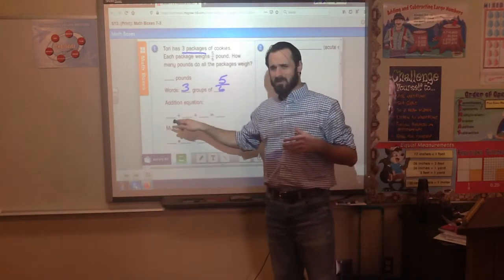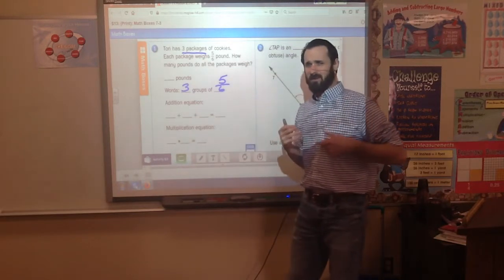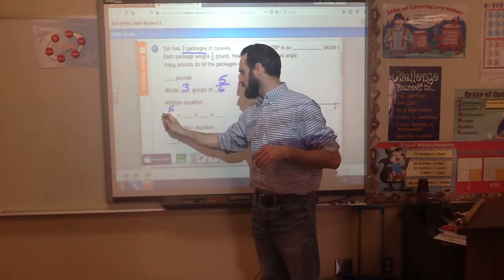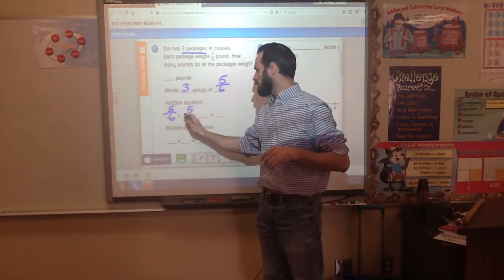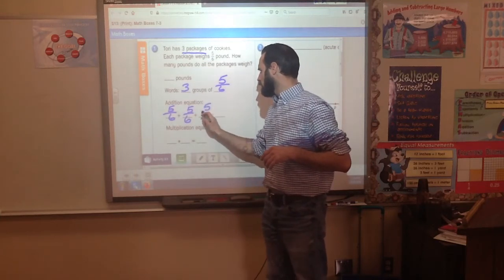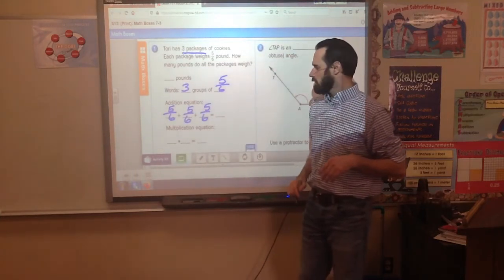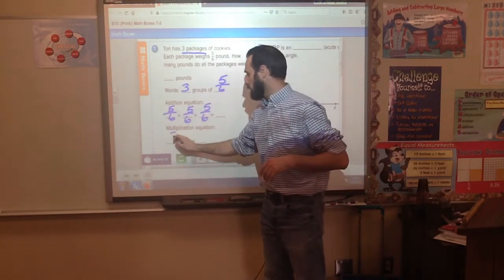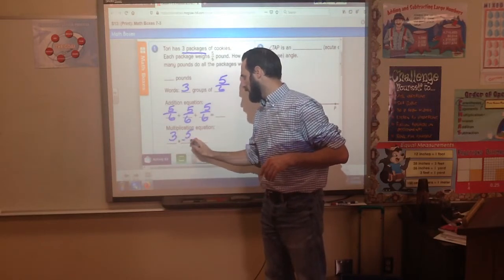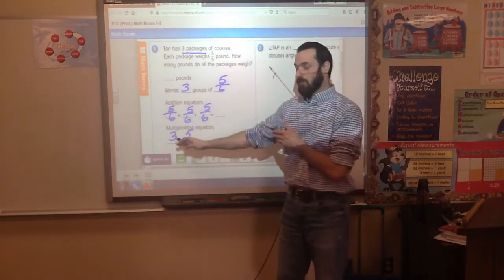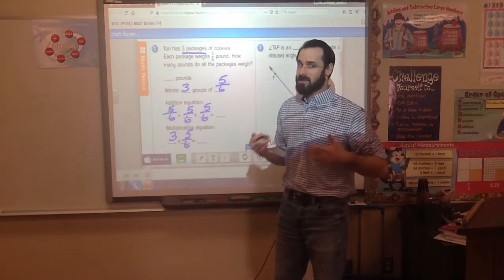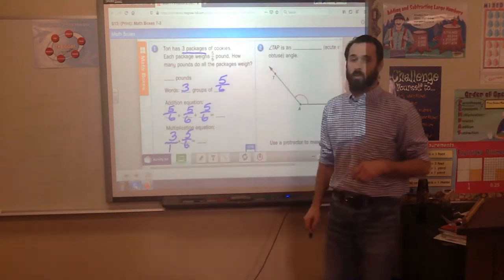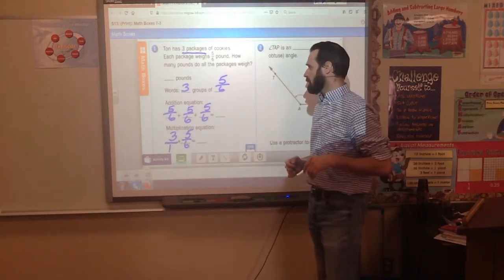This is pretty much what you were working on today. We also did this yesterday. If we have 3 groups of 5/6 in each of these blanks, you would write 5/6. And down here for your multiplication equation, it's exactly like this: 3 times 5/6. Although, when we have a whole number, one thing we've talked about the last few days is to put that whole number over 1.